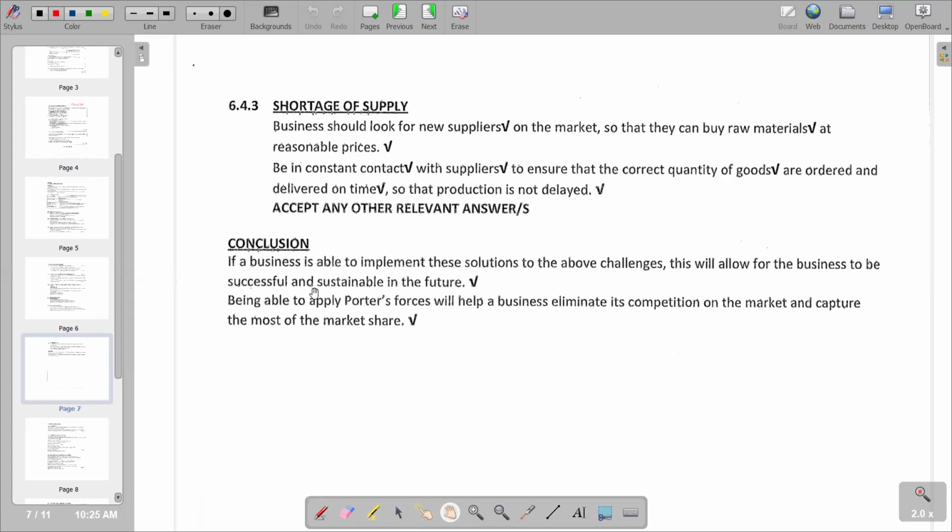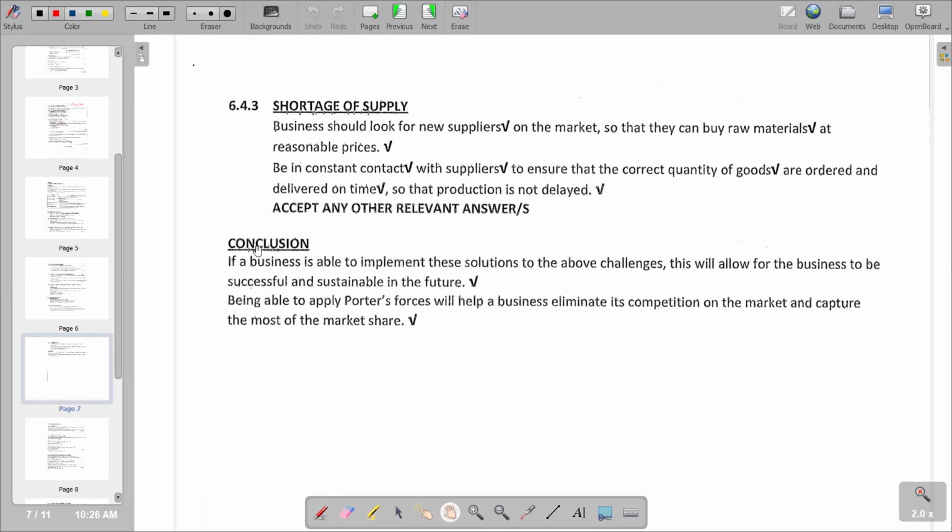So the point is just trying to illustrate that let's go for other suppliers that are obviously going to meet our demands. Then the next point: be in constant contact with suppliers to ensure that the correct quality of goods are ordered and delivered on time so that production is not delayed. So to ensure that there is no bottlenecking along the process, communication is also required so that we get in touch with the suppliers, and we are not going to have problems of delays in supplies or even no suppliers at all. So basically, those are some of the solutions that we can come up with.